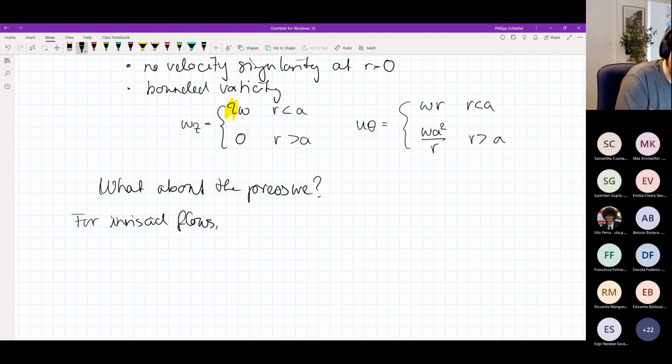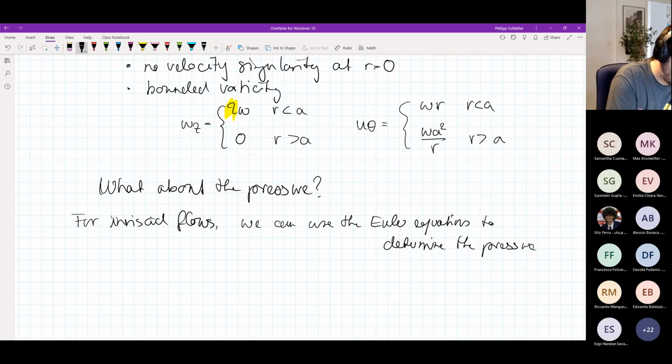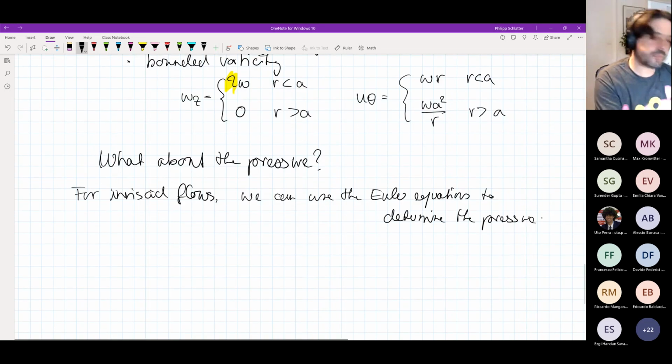we can use the Euler equations to determine the pressure. Well, how do the Euler equations look? Essentially, it's like the Navier-Stokes equation, just without the viscous term.